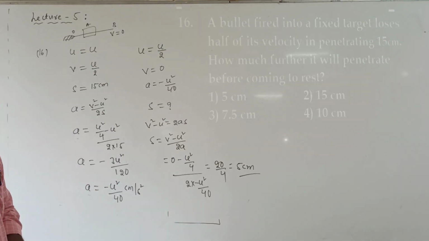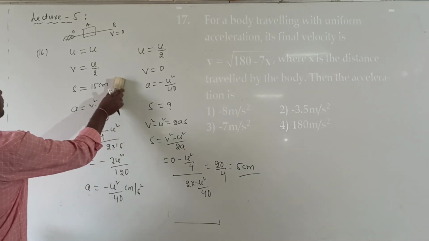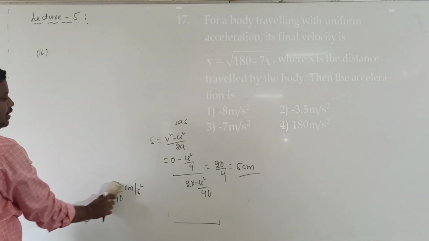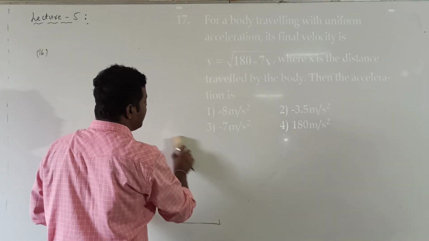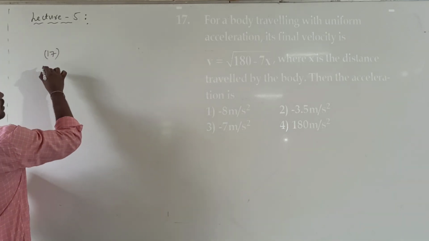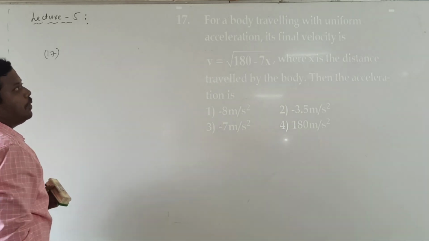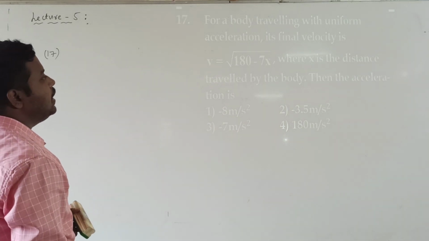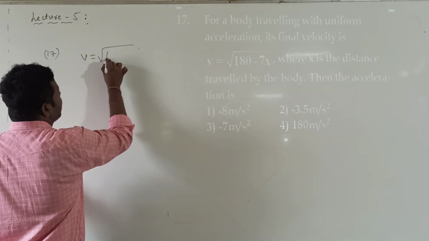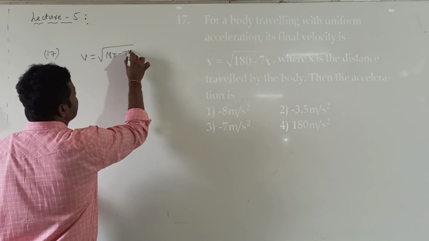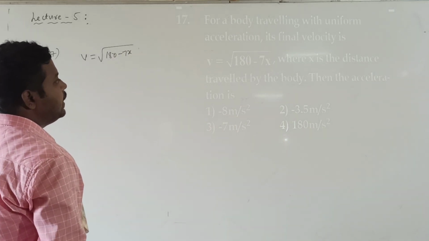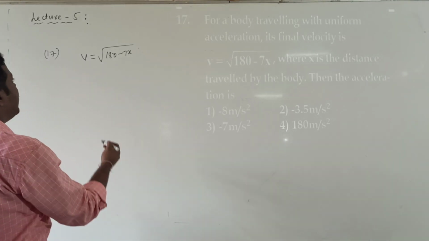The next question. So that is question number 17. This question is a simple one. Directly you can tell. In this question, they have given the final velocity. For a body traveling with uniform acceleration, its final velocity is given as v equal to root over 180 minus 7 into x, where x is the distance traveled by the body. Then they ask what is the acceleration of the body.